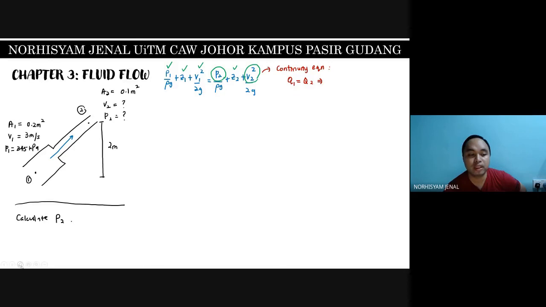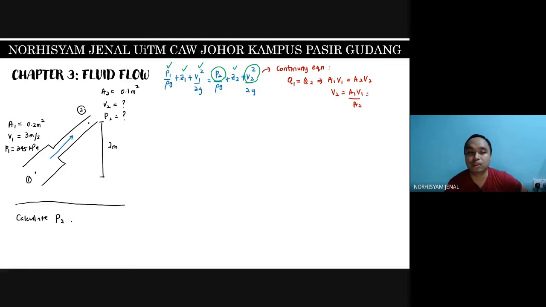So what will happen here is we do A1 V1 should equal A2 V2. So for this case, A1 V1 and A2 V2. We want to find out what V2 is. It is equal to A1 V1 over A2.